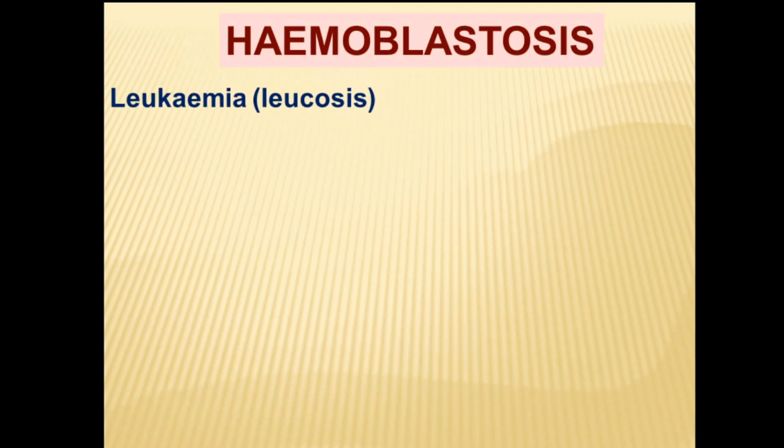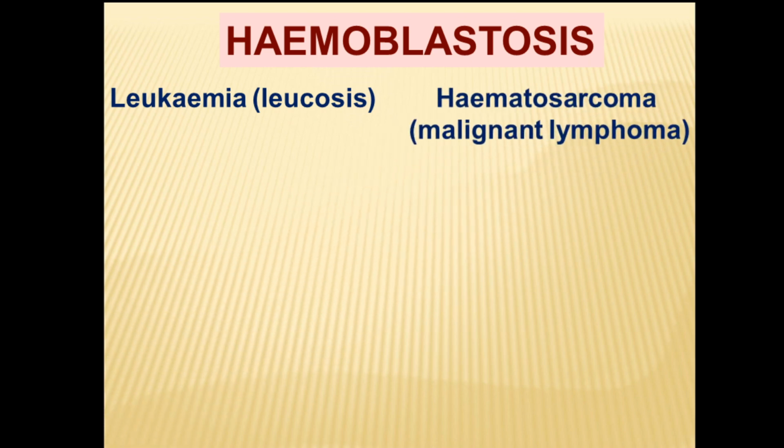Hemoblastosis is divided into some groups. Depending on the origin of disturbed hematopoiesis, we distinguish two groups of hemoblastosis: leukemia, which starts from bone marrow, and hematosarcoma or malignant lymphoma, which originates in other hematopoietic organs.